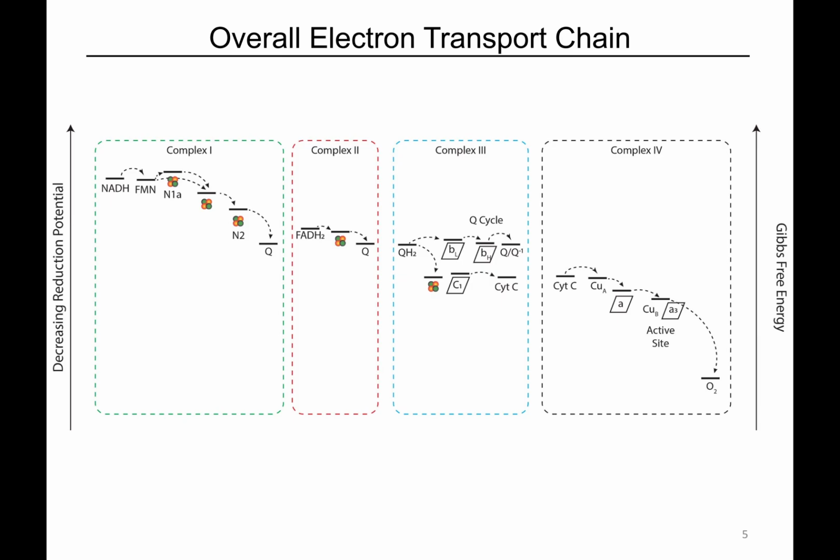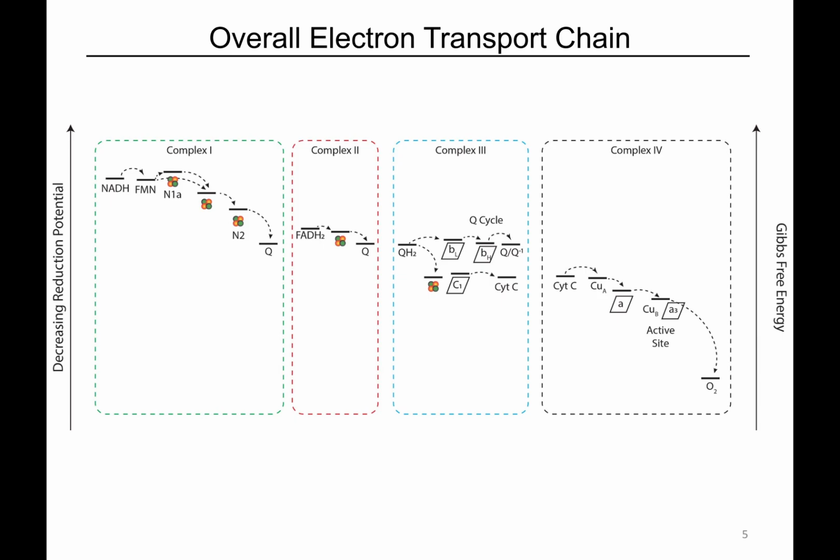So the relevance of having this flavin here is that we give both electrons to the FMN, and then it can give one electron at a time to our series of iron sulfur clusters, ultimately passing 2 electrons, one at a time, to coenzyme Q, resulting in a reduced coenzyme Q.